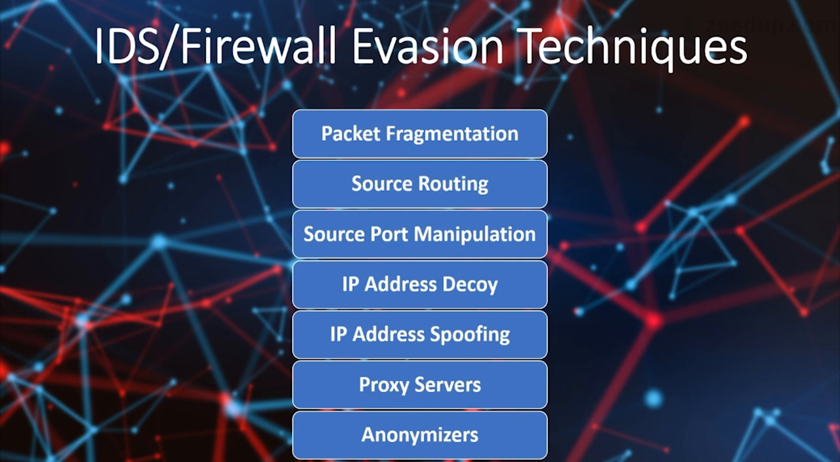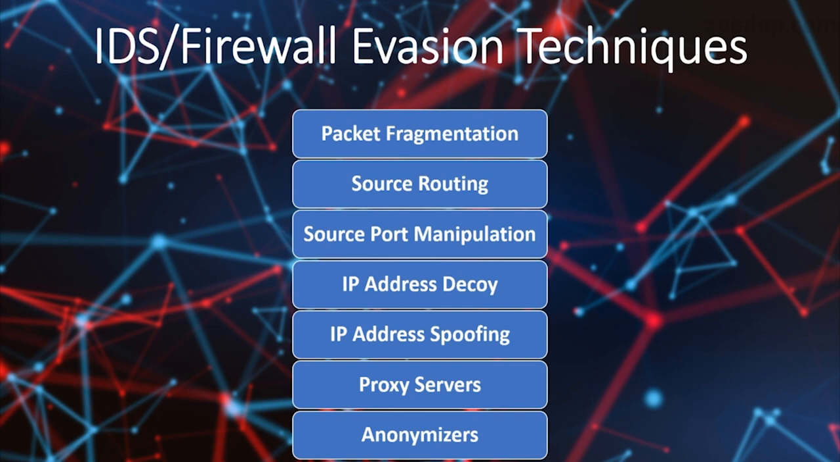Then we have IP address spoofing. IP address spoofing relates to our own IP address. We will first change our IP address and spoof it, and then we will perform scanning. Then we have proxy servers. Proxy servers are intermediary servers through which our request is sent to the receiver. First we send the request to the proxy server, and then the proxy server sends the request to the receiver, so that the receiver sees the request coming from the proxy server, not from us. We are hidden behind the proxy server, so our real identity will not be revealed.